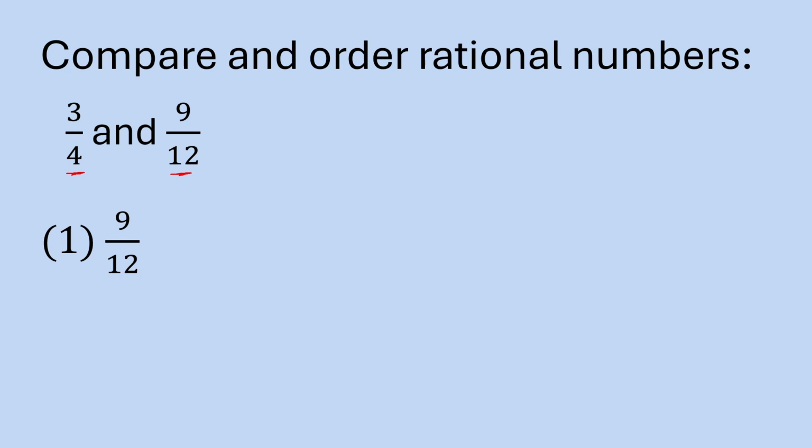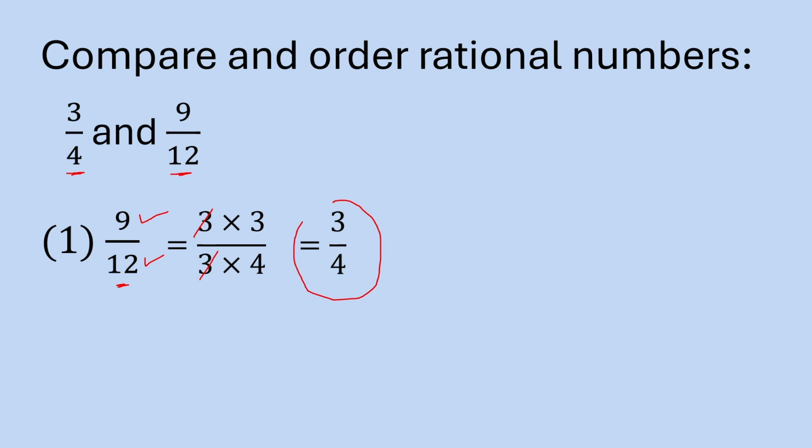Option 1. We will convert the number 12 to the number 4. We can write the denominator as 3 multiplied by 4 is equal to 12, and the numerator 3 multiplied by 3 is equal to 9. So here these factors are the same. We can cancel both factors. Answer is 3 over 4. Now we can see 9 over 12 is equal to 3 over 4. So both have the same values.